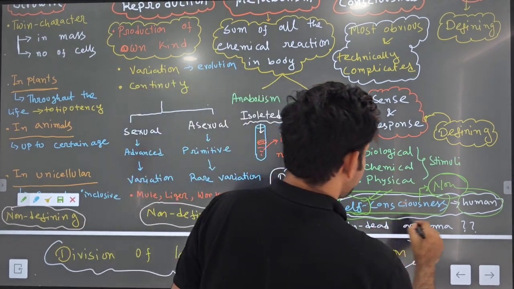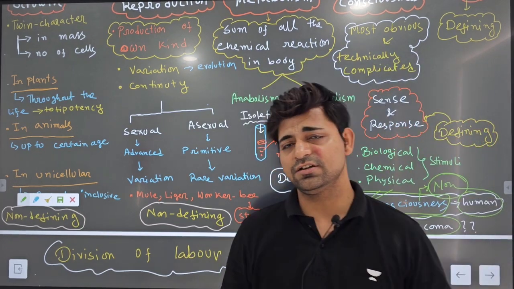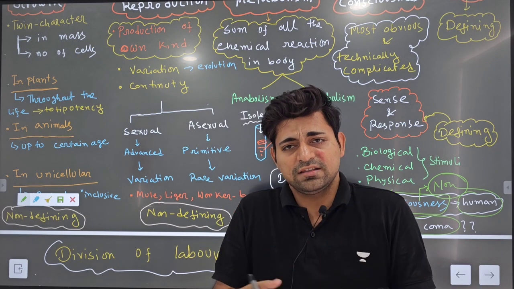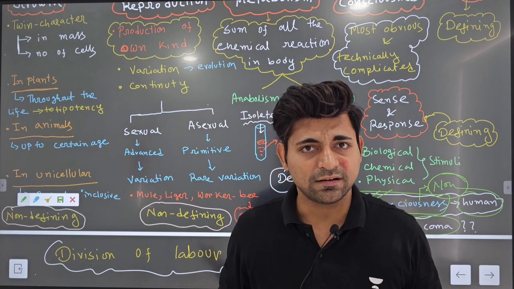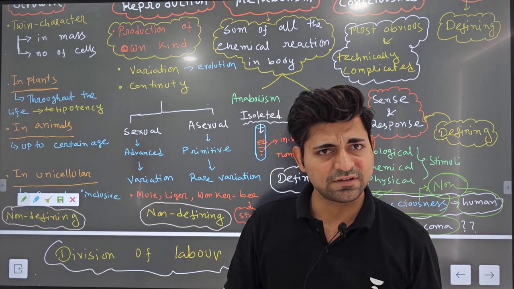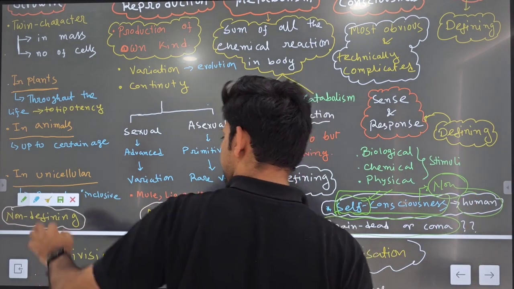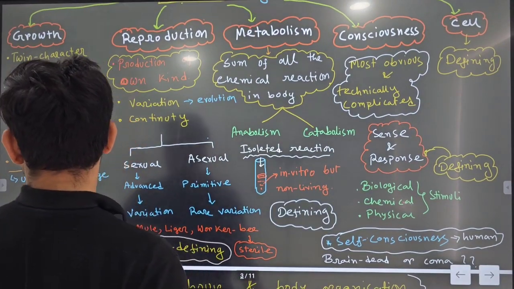Okay. But there is a condition called coma or brain dead. Coma condition or brain dead condition. Generally, when we die, first our brain will stop working. Then within 24 hours, other organs of our body will stop working. So what will we call coma? A living state, a non-living state, or in between that. Now lastly, it comes with cell. Cell is also a defining feature.